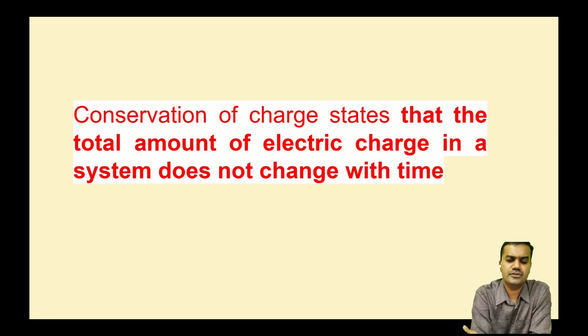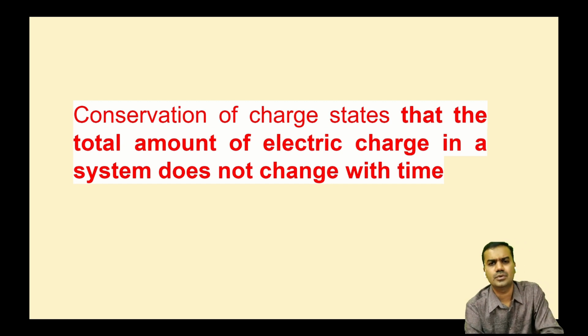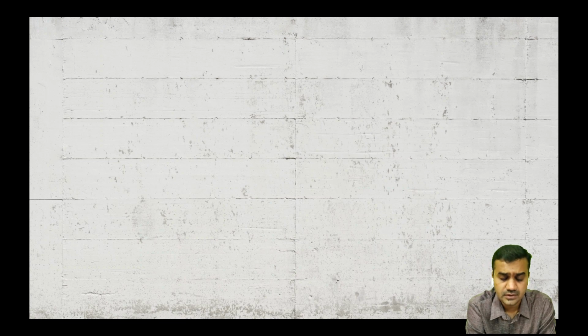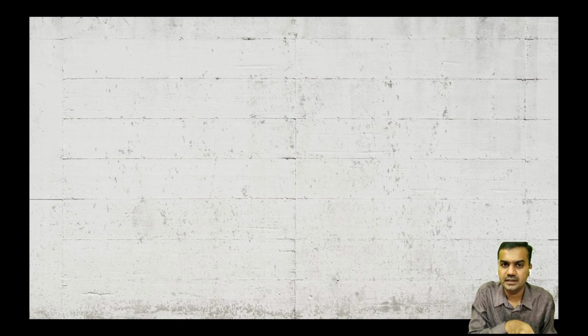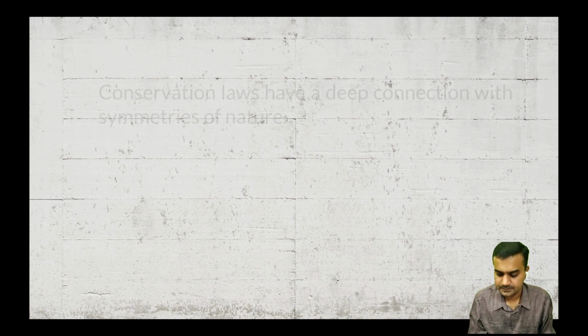Again, there are various laws, like the law of conservation of charge, which says that the total amount of electric charge in a system doesn't change with time. There are various laws, like the law of conservation of spin and the law of conservation of parity. So there are a large number of conservation laws. Any phenomenon should obey one or the other conservation law. Based on these conservation laws only, we are going to find a mathematical relation between the physical quantities present in that particular phenomenon.